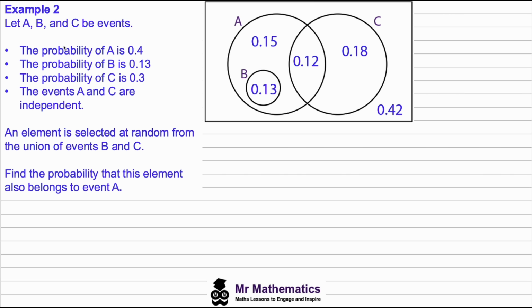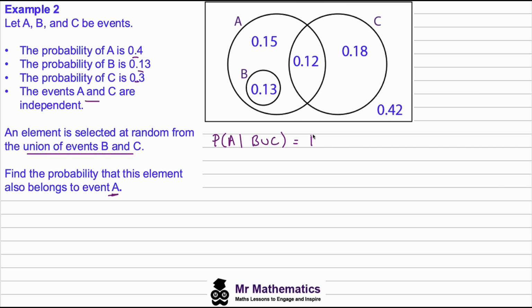So in example 2, we've been told to let A, B, and C be events, and we're given their probabilities. An element is selected at random from a union of events B and C. We need to find the probability that this element also belongs to A. So how do you think we could write this using the given symbol? Well, we want the probability of A given that B is in union with C.